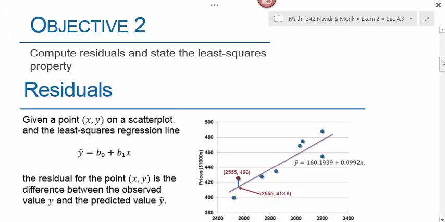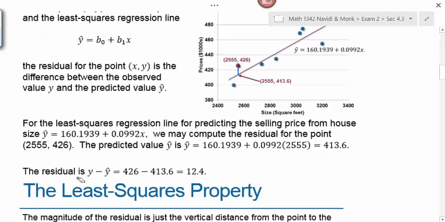Residuals are just this linear distance right here between the actual data value and the predicted value that you get using that least squares regression line. The way that we calculate the residual is we look at that difference between the actual value of the data value and our least squares regression line. It's just a difference. This you probably want to put on your formula sheet. The formula for finding a residual is just y minus y hat.